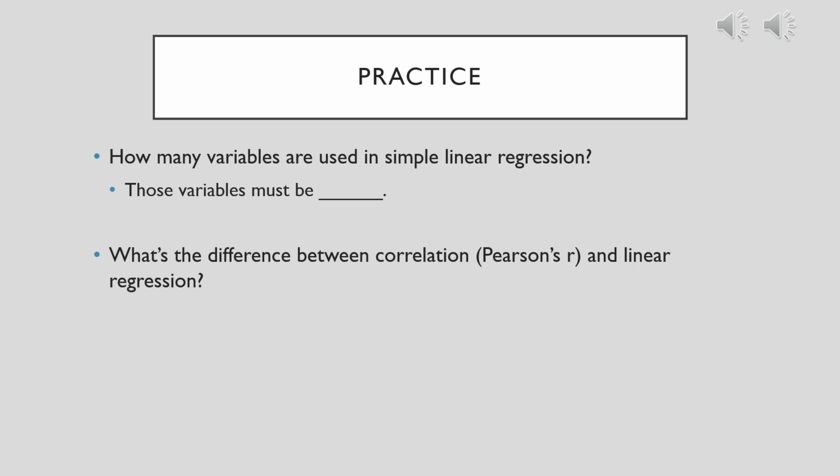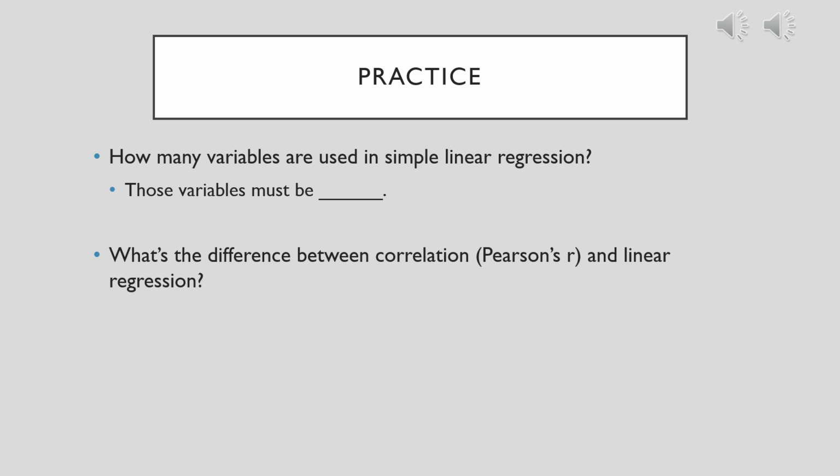Now, those two variables have to be on what kind of measurement scale? They have to be numeric. So you can't use categorical data when you're using linear regression. You can't use, certainly not nominal stuff, and you wouldn't use ordinal data either.